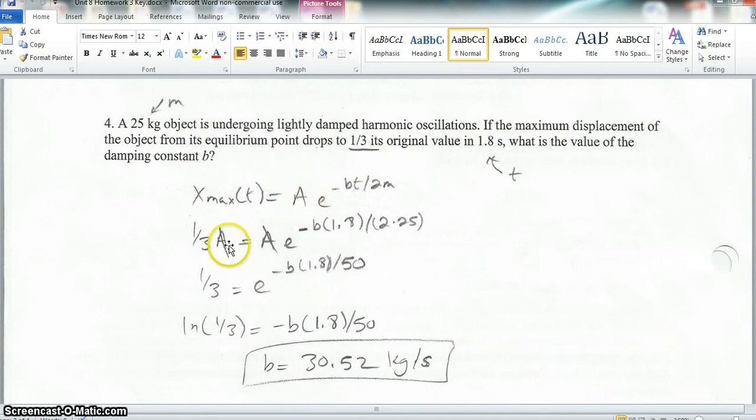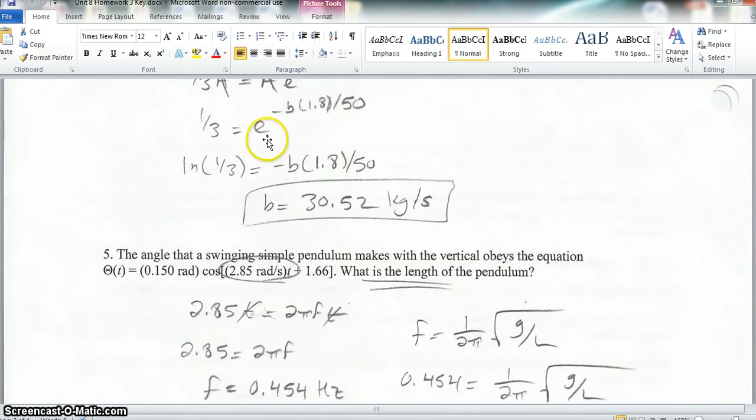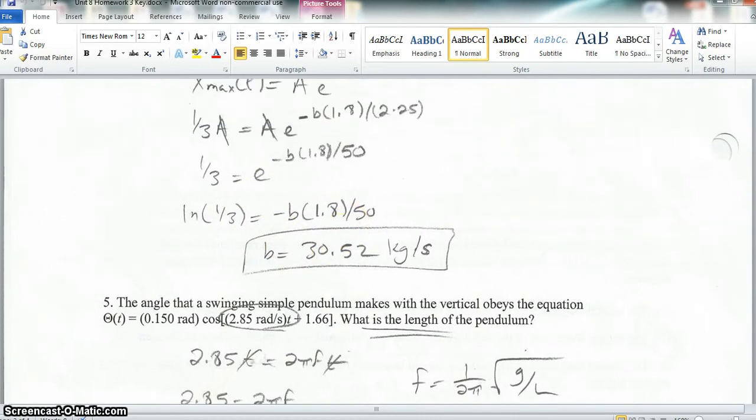So if this is A, then on the left-hand side, the maximum displacement would be 1/3 A, which then allows me to cancel the A's out. It allows me to use the ln function on both sides to then get rid of the e, right? And then from there, it's just some algebra to solve this the rest of the way. So about 30.52 kilograms per second is what we end up getting.